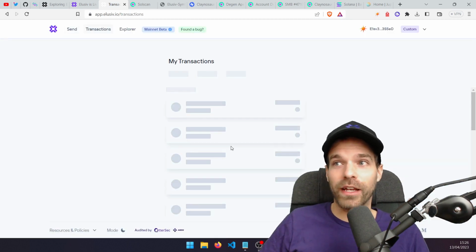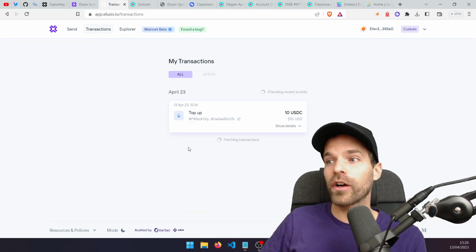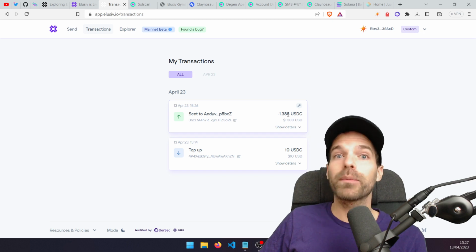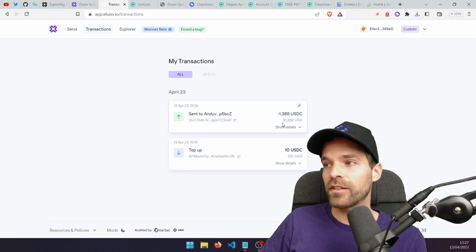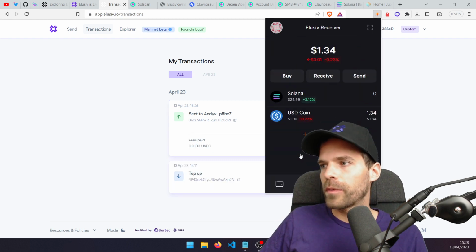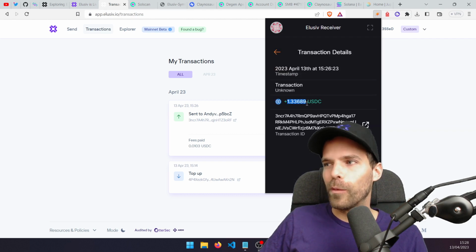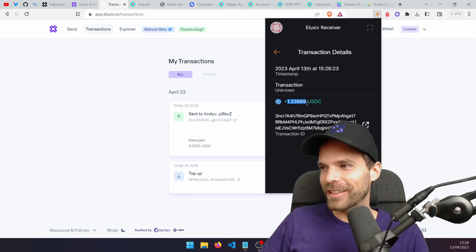Now we can go to transactions here in this app, which then shows us all of the transactions that we've made so far. We did a top up, then we did a send. There we go. It now also found the send. 1.388 because 1.337 plus the 6 cents in transaction fees. And then when we go to the receiver, 1.34. Here I received the almost 1.337 USDC. Not on point, but close enough. And we can go see that's the same transaction ID that we see here.